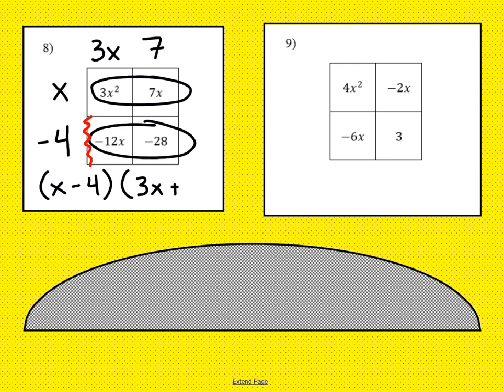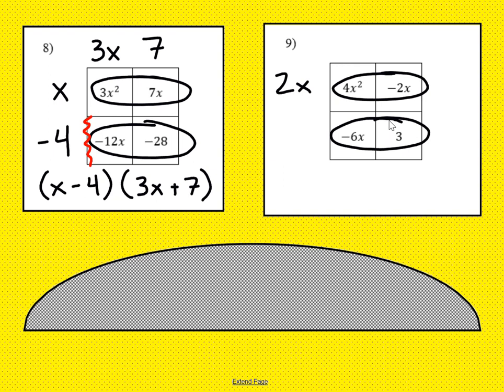Let's look at our next one. GCF in my top row is going to be 2x. GCF in my bottom row. Remember, it is bordering on a negative, so it's got to be a negative 3. 2x times what gives me 4x squared? It's going to be 2x. 2x times what gives me negative 2x? That's got to be a negative 1.